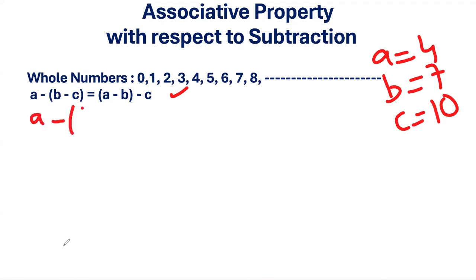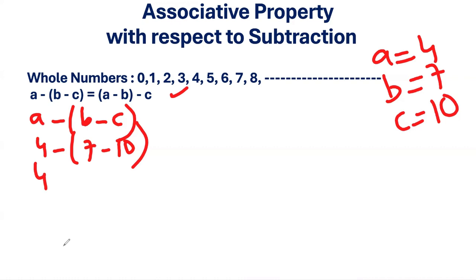A minus (B minus C). A is 4, B is 7, and C is 10. You have to solve the bracket first. 7 minus 10 is minus 3. Minus into minus is plus, and 4 plus 3 is 7.